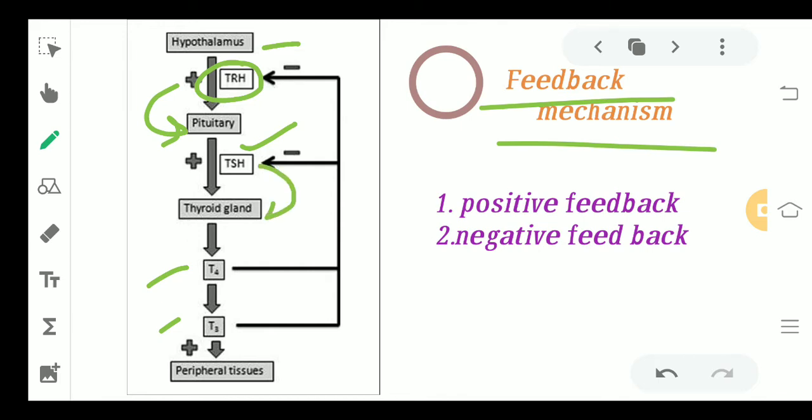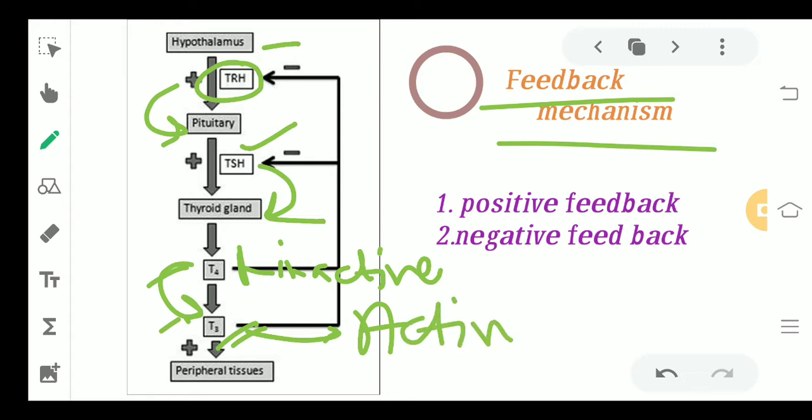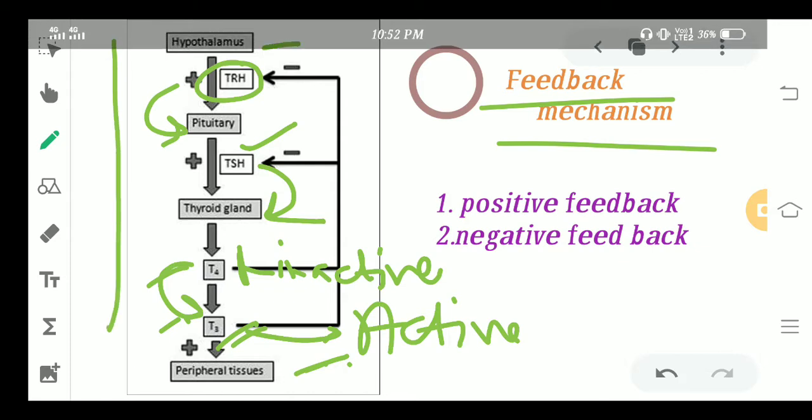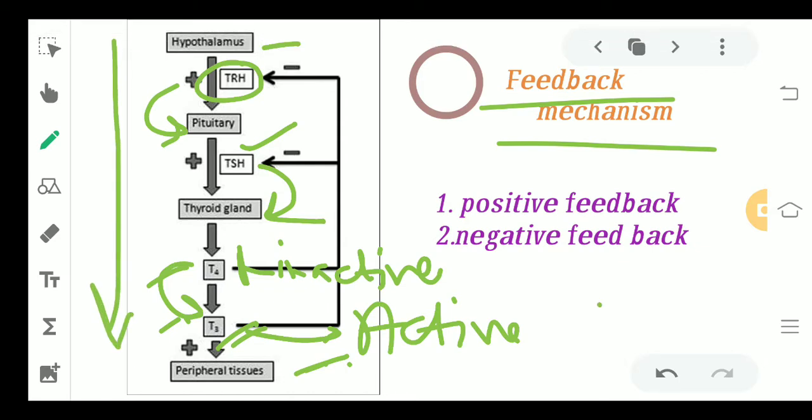This TSH stimulates the thyroid gland, which releases T4, the inactive form. This T4 then gets converted into T3, the active form found in our body, and that is supplied to the peripheral tissues. So this is the mechanism which leads to the production of T3 hormone. Now we have two things here: the positive feedback mechanism and the negative feedback mechanism.